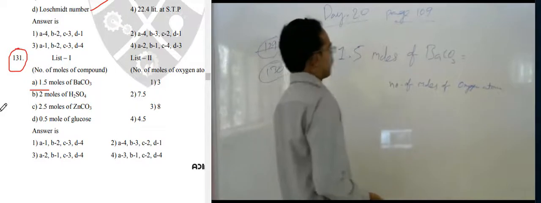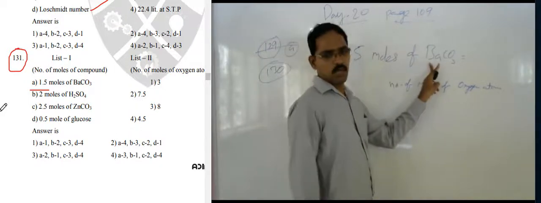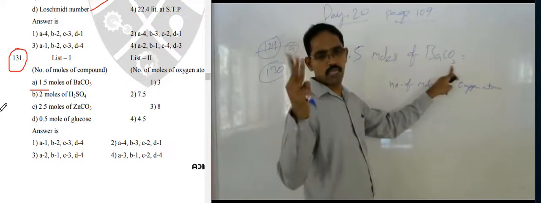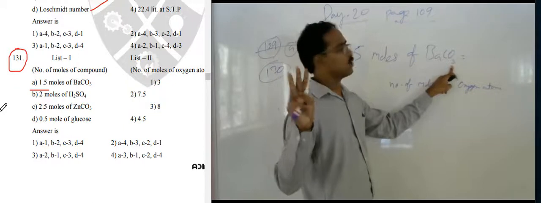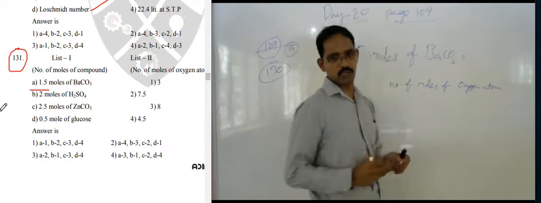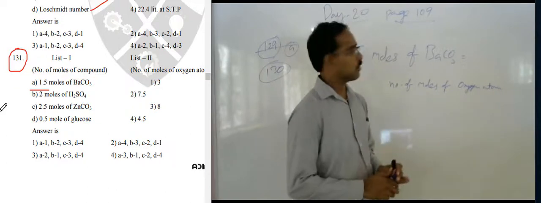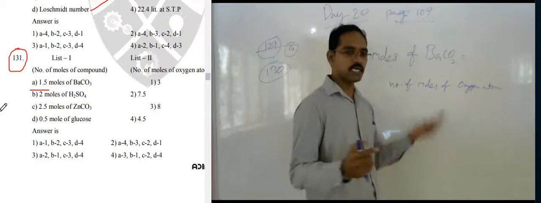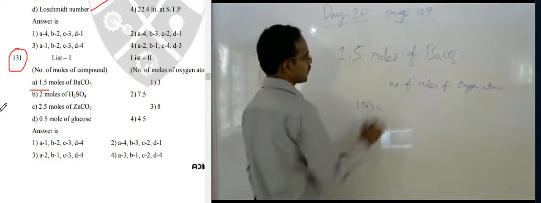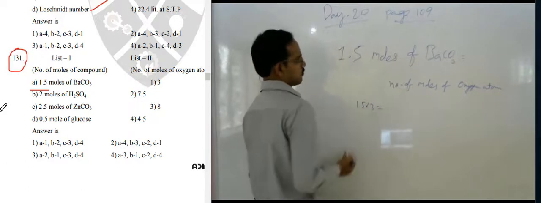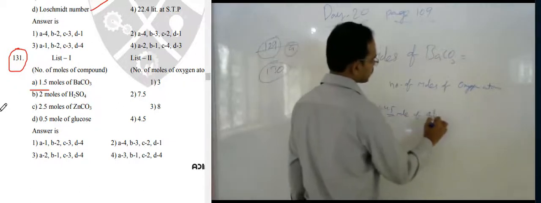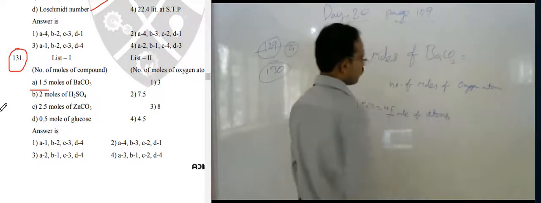Very simple. Barium carbonate 1.5 moles. How many oxygen atoms are there in each barium carbonate? 3 atoms are there. So into 3. Oxygen molecule is a little difficult. Next step, one more step is there. But you are asking atoms. Atom is direct atomicity. So 1.5 into 3. So that is 4.5 moles of atoms.